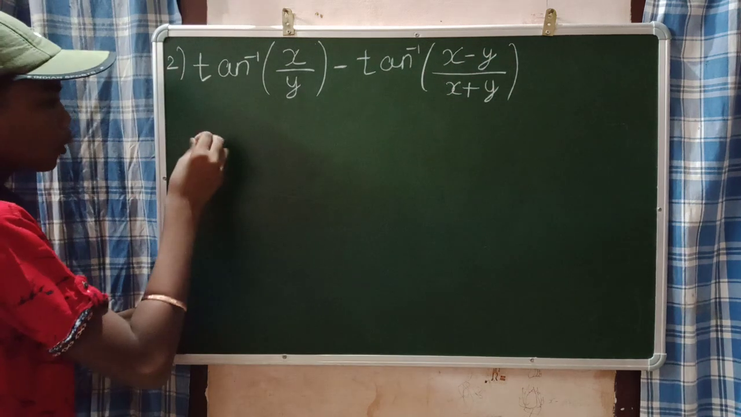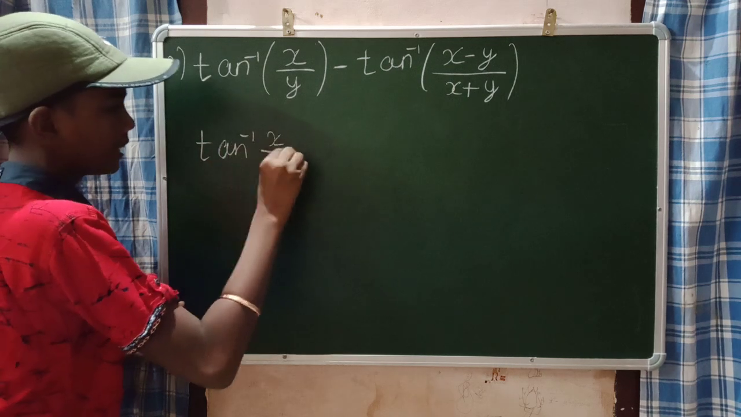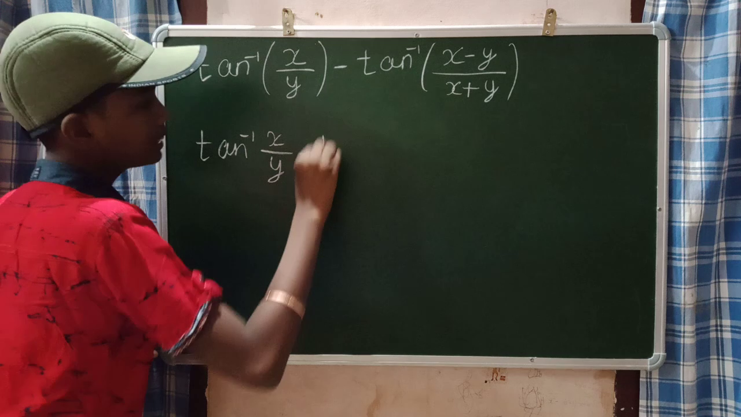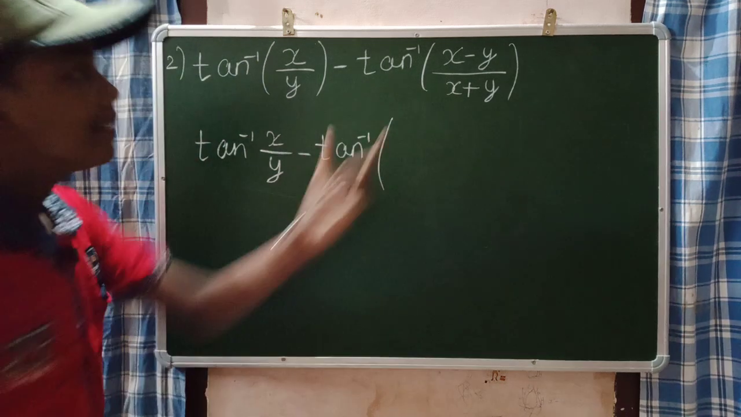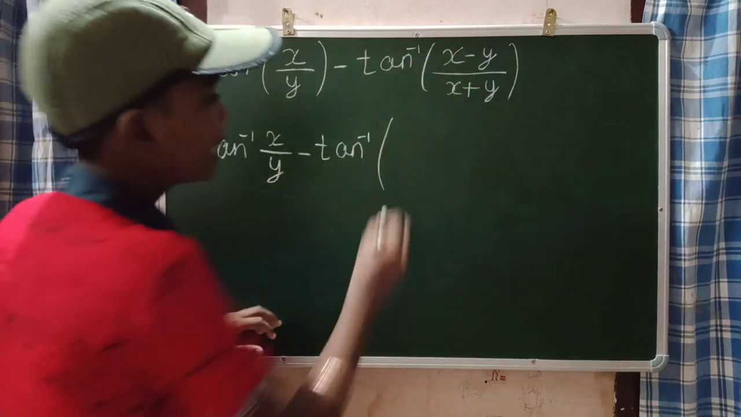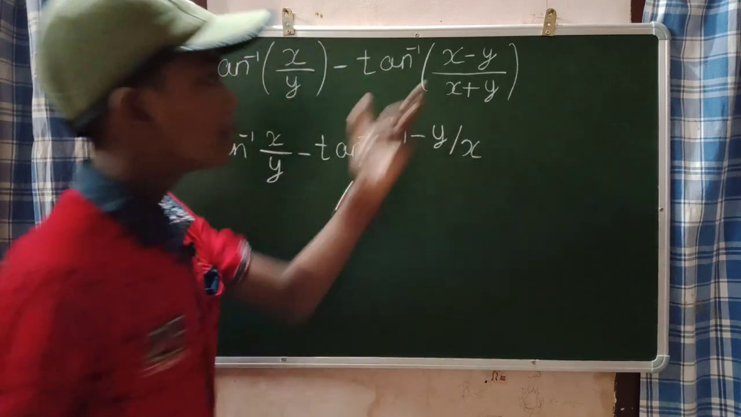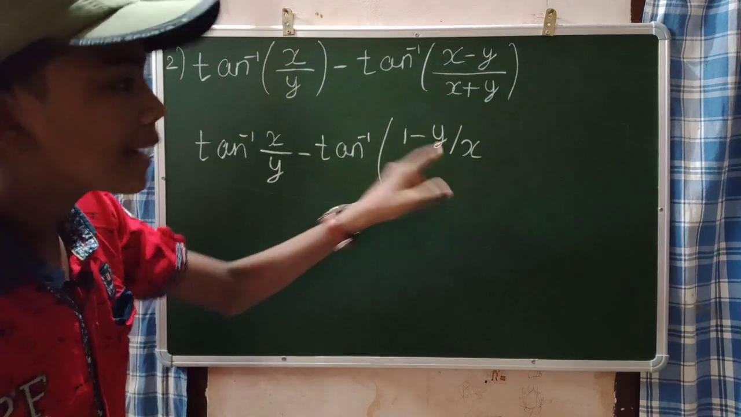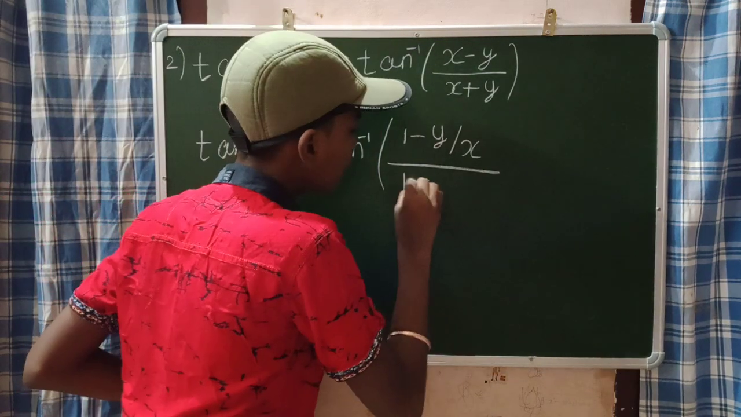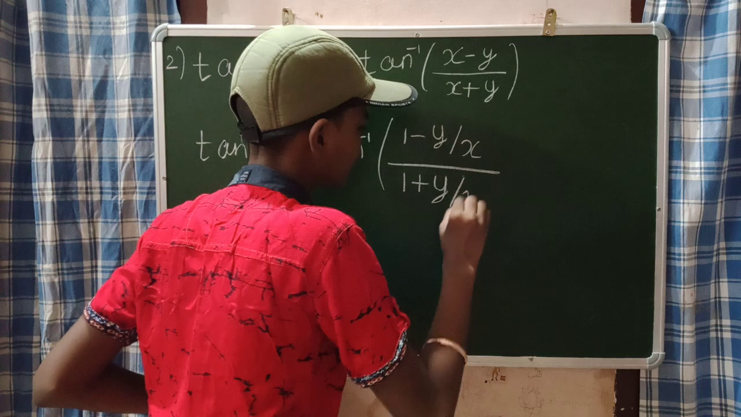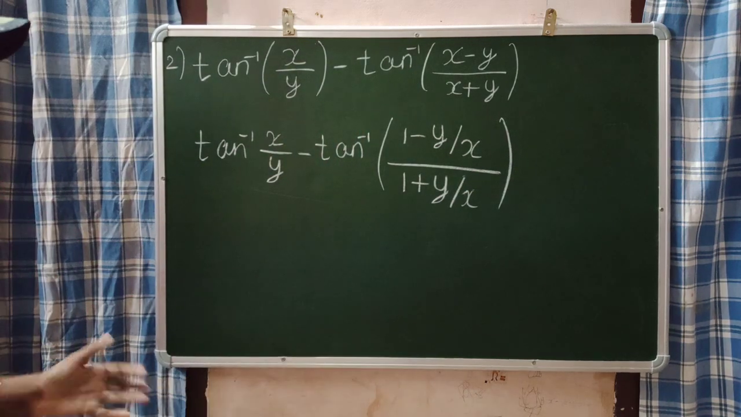When I divide x on both numerator and denominator, what you will get is tan inverse of x by y only, then minus of, in this second term, I am going to divide x on both numerator and denominator. When I divide x on numerator, you will get it as 1 minus y by x. Correct, guys? X minus y divided by x will be 1 minus y by x. Then if you divide denominator by x, what you will get is 1 plus y by x. This is what you will get, because it's a basic simplification which you learned in your lower grades. That's what I am doing.